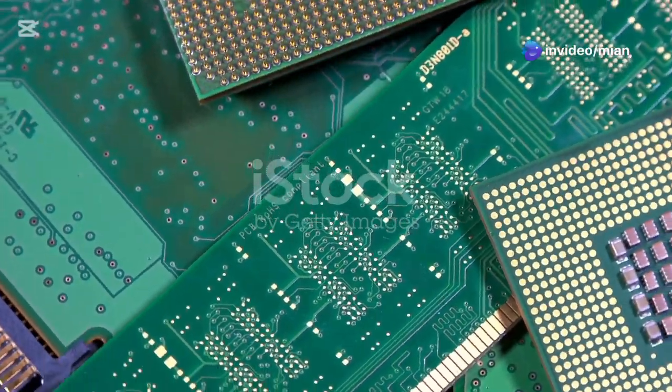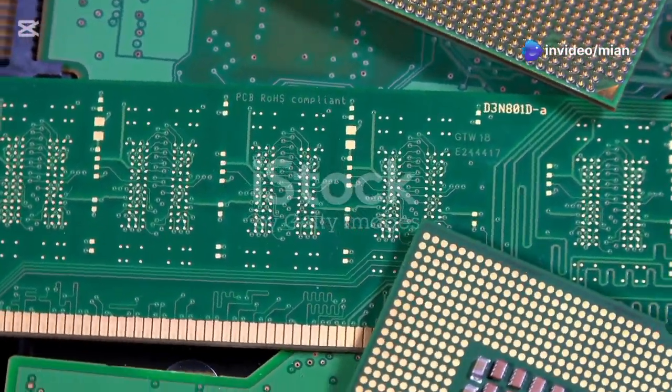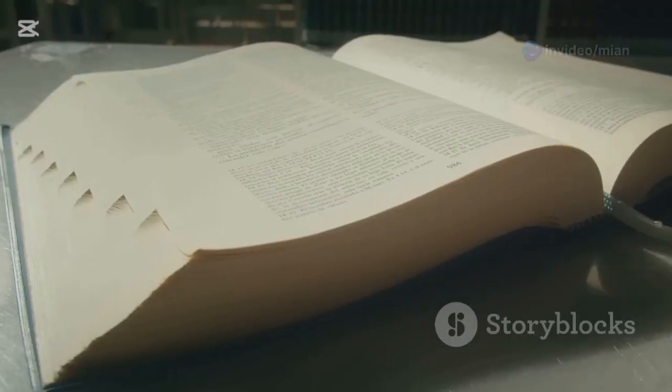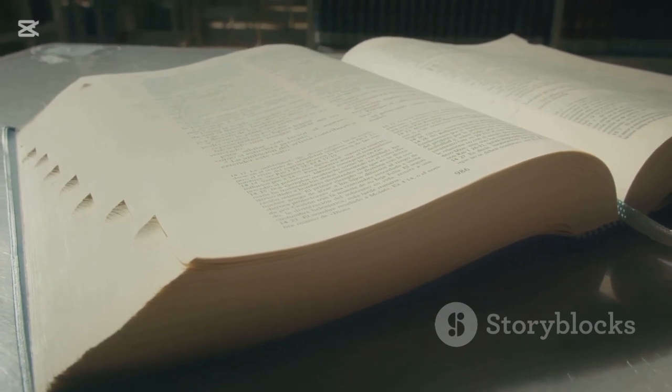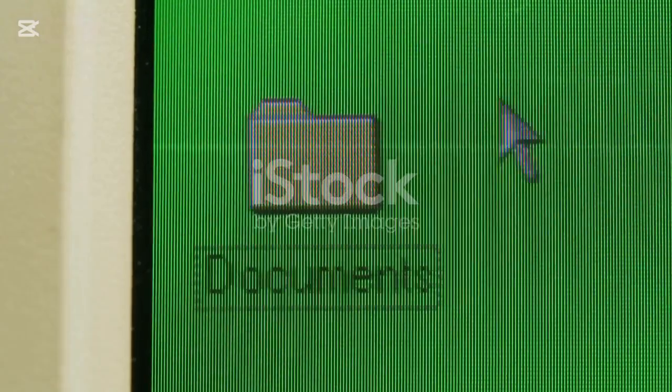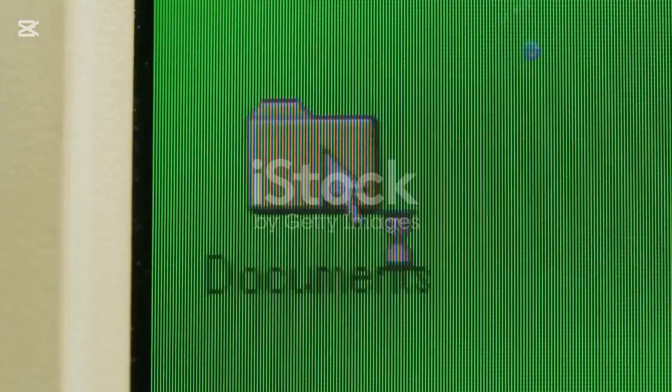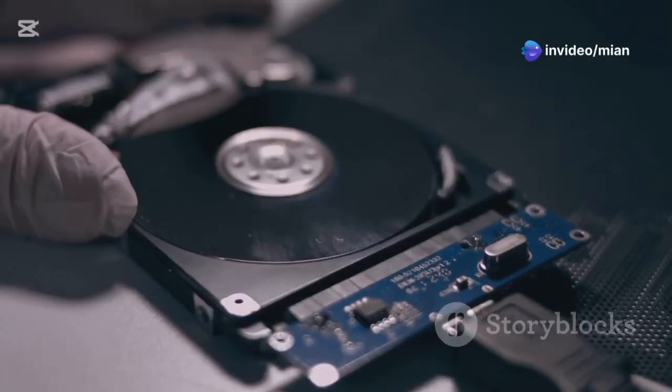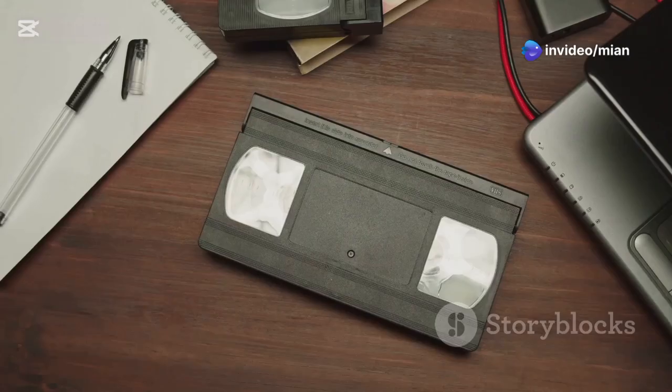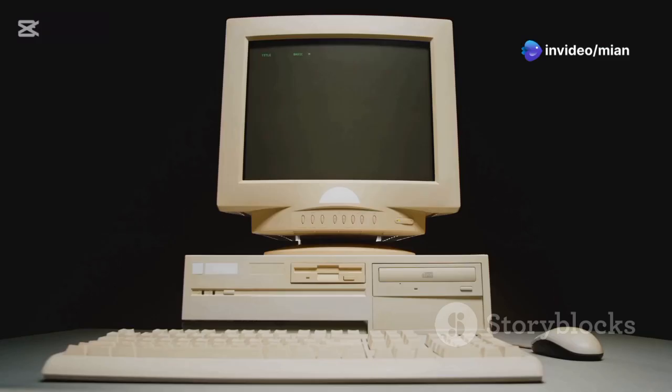MBR and GPT are ways computers organize information on hard drives. Think of them like a table of contents for your hard drive. They tell the computer where to find the operating system, your files, and everything else. MBR stands for Master Boot Record. It's an older system, like a cassette tape. MBR has been around for a long time and is simpler to understand.